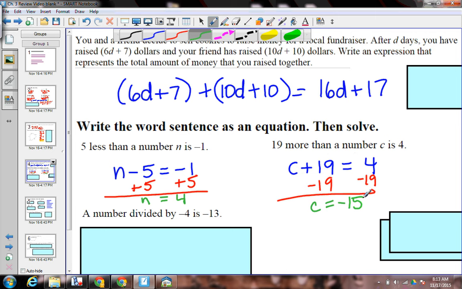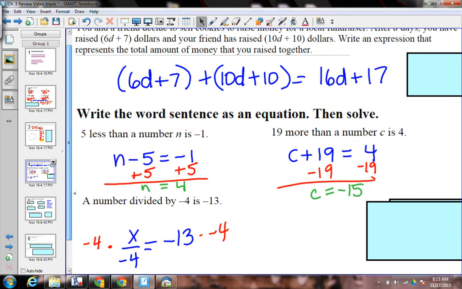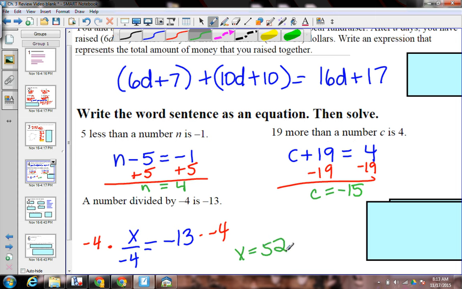In our next one, we have a number divided by negative 4. So again, order is important. That means that our number is on top, and we're dividing by negative 4 to get negative 13. So first thing you want to do is the inverse operation, which is multiply each side by negative 4. So negative 13 times negative 4 is 52. That would be your final answer.